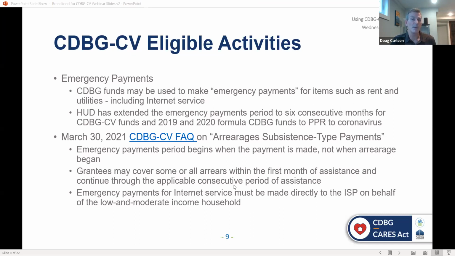It's important to remember that the payment period begins when the payment is made, not when somebody is due back utility expenses or rent expenses. You can cover within the first month of assistance the back rent, back utility expenses, including internet service for a family, and then continue through the remaining 6 months of consecutive assistance under emergency payments. So this can include internet service for a household that needs emergency payment assistance. Remember also the last caveat around emergency payments is that these payments cannot be made directly to the low and moderate income household. That's an income payment, that's ineligible under CDBG. They have to be made directly to the internet service provider on behalf of the low and moderate income household.